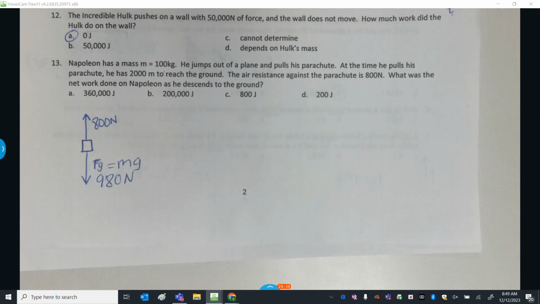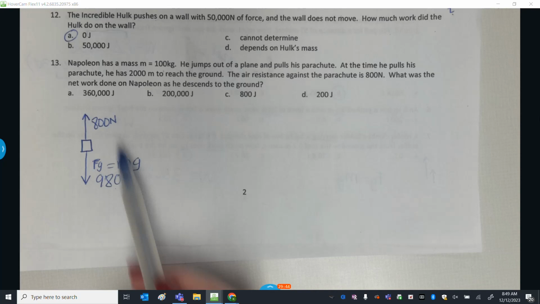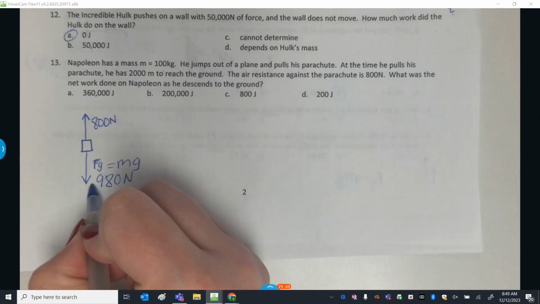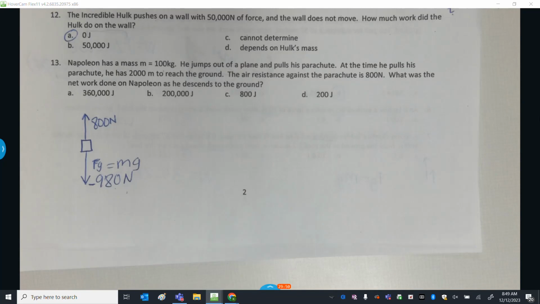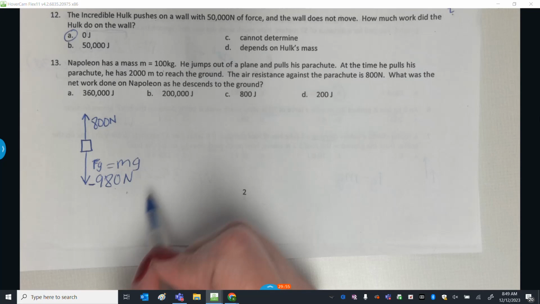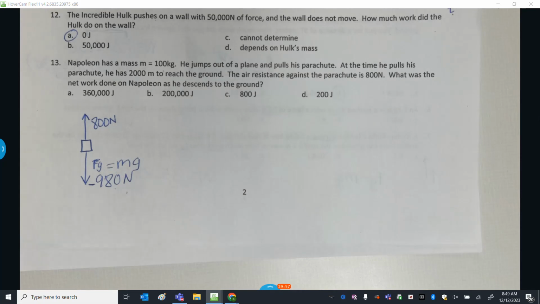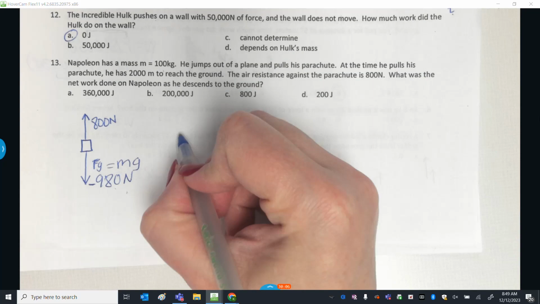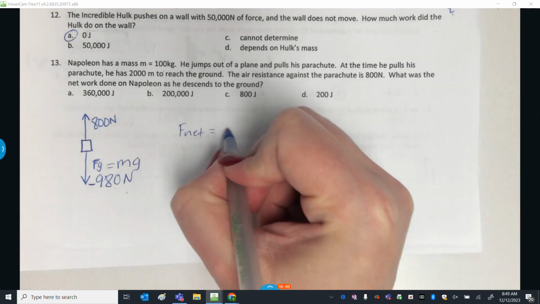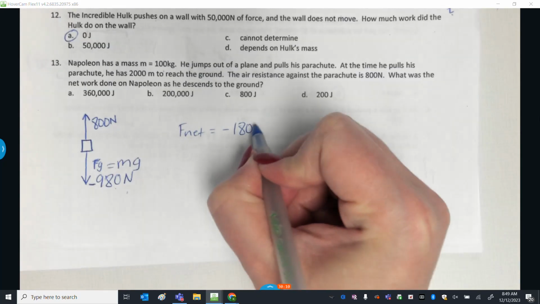And so if I'm trying to find net work, I first need to find net force. Well, these are my forces. Again, net force is the total force. We're going to add them, keeping in mind that they're vectors. This one's down, so I'm going to label it with a negative sign. So my net force would be 800 plus negative 980, or 800 minus 980, which of course is going to give me F net of negative 180 newtons.